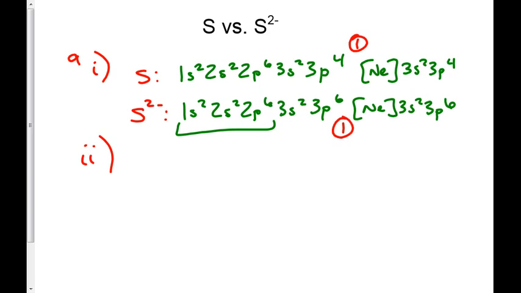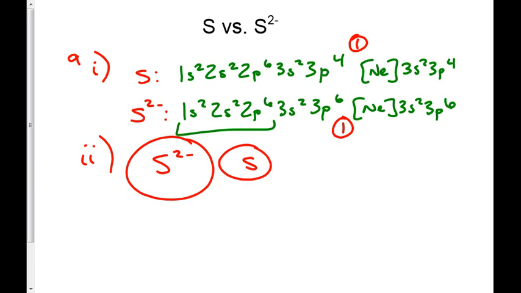So reminder, when it has a charge, the charge adds or removes electrons. You have to reflect that. Okay, double I. Explain why the radius of the S2 minus ion is larger than the radius of the S atom. First, the nuclear charge is the same, right? It's the same number of protons. If you start thinking about that, it helps out.